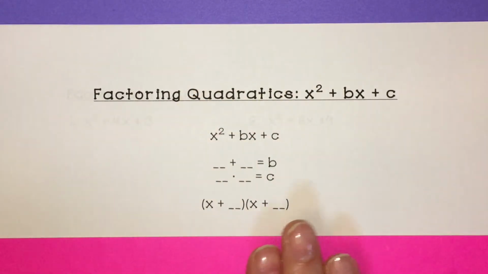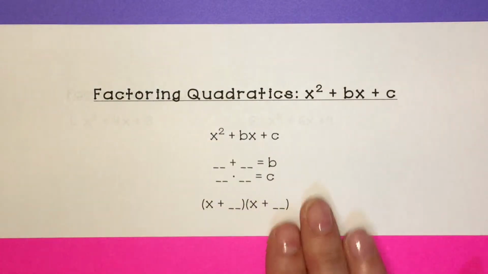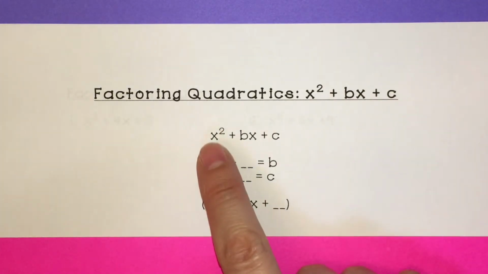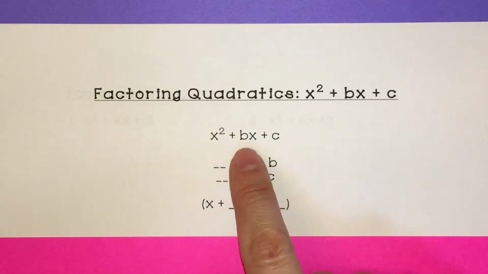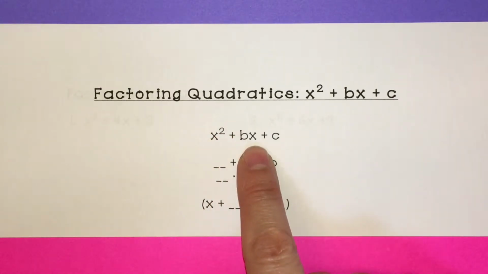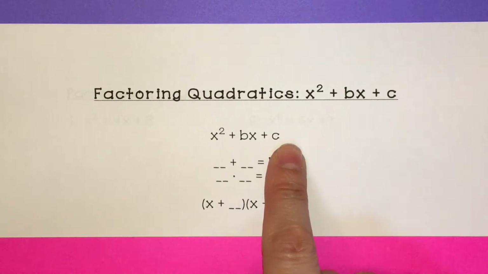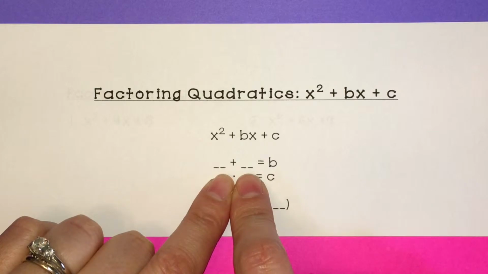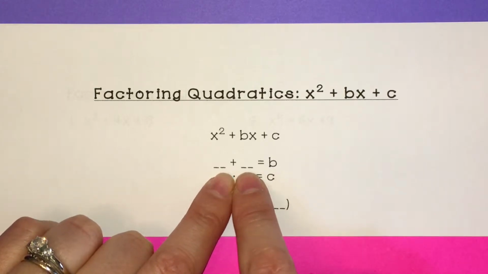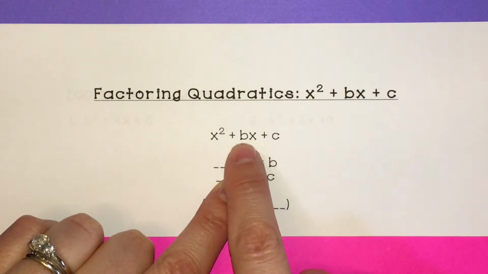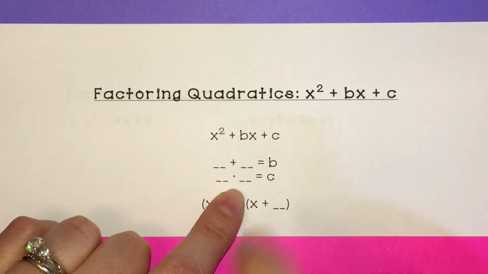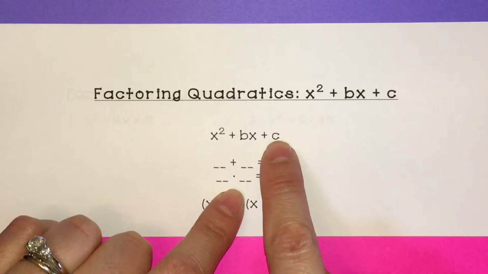I'm going to explain what this formula helps you do in a second, but I would have you make sure you understand that you're going to have x squared plus b times x plus c. So this is what your quadratic is going to look like. We're going to identify two numbers that you can add together to equal this b value. Those same two numbers you need to be able to multiply together to equal the c value.